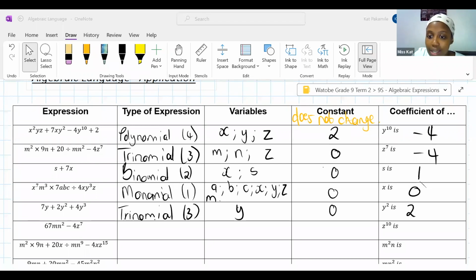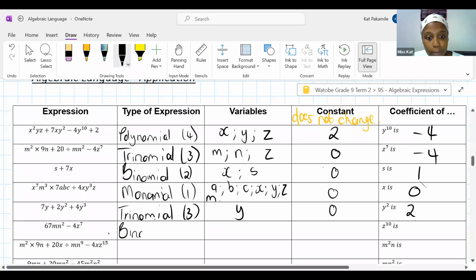Sia number 2. Hi, Sia. Hello. Okay, for Sia, the type of expression is a binomial. It's a binomial. There's how many terms? 2 terms. 2. What are my variables? Variables are M, N, and Z. M, N, and Z. Is there a constant in this term? No, ma'am. No. And what is the coefficient of Z to the power of 10?